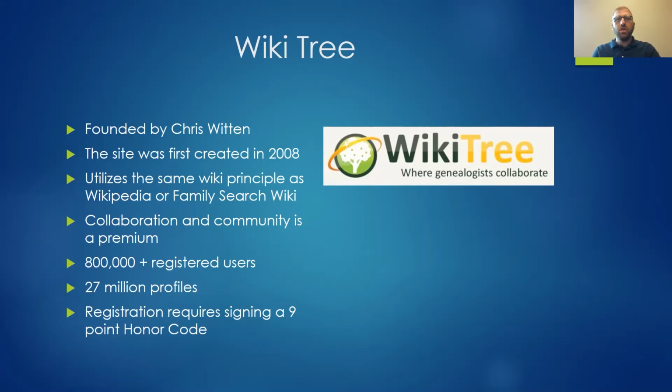WikiTree has been around for a while, founded by Chris Whitten in 2008, and it utilizes some of the same principles as Wikipedia or FamilySearch Wiki. On this site, collaboration and community is really at a premium.